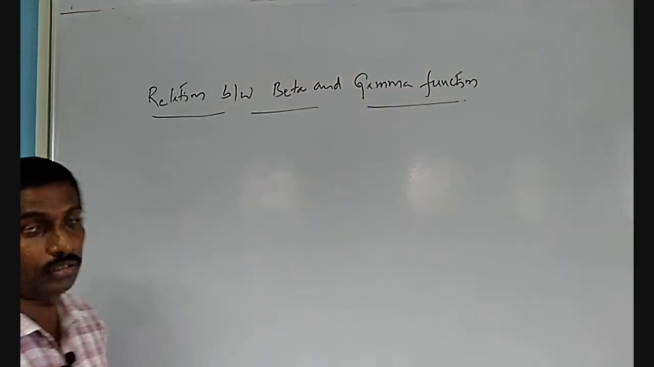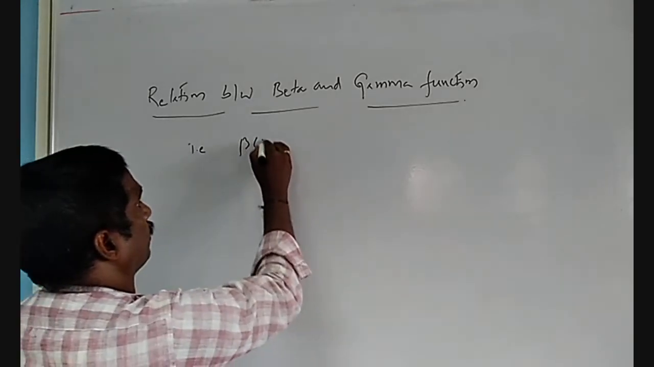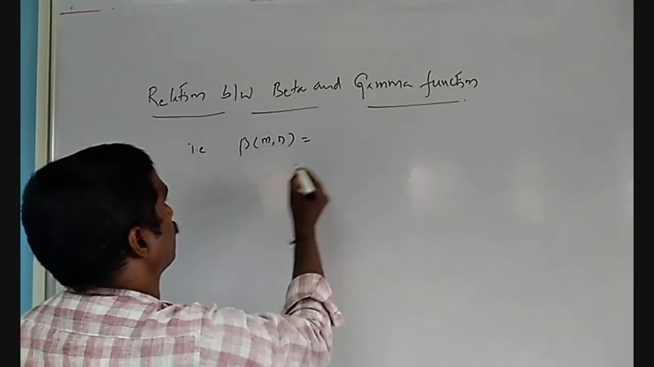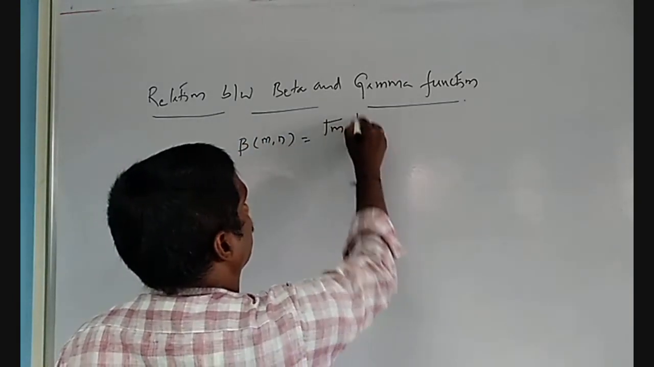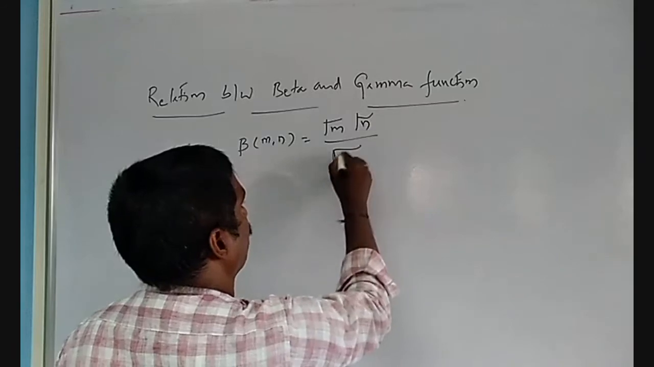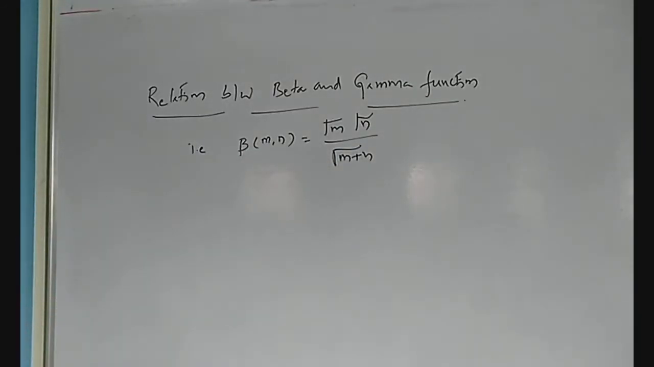So that is beta of m comma n equals gamma m into gamma n by gamma of m plus n. This is the relation between beta and gamma function. Now solve one problem.